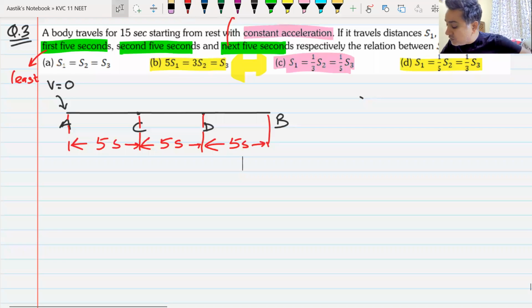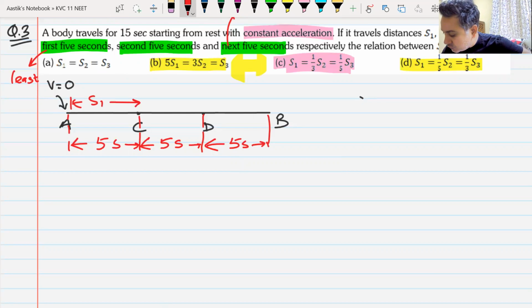What do we know about their displacement? If I call the displacement from A to C, it is S1. If I call it from C to D, it is S2. If I call it from D to B, it is S3. Do we understand this? Now I will make the first equation from A to C.